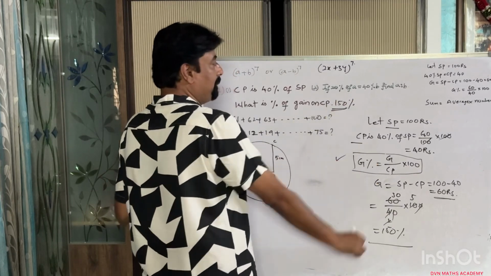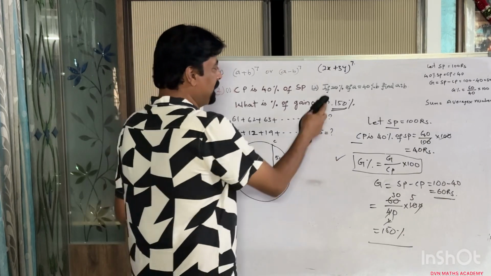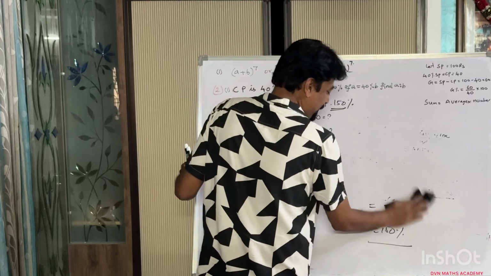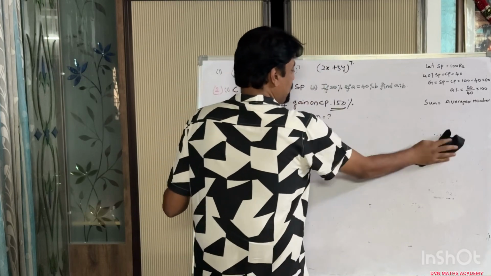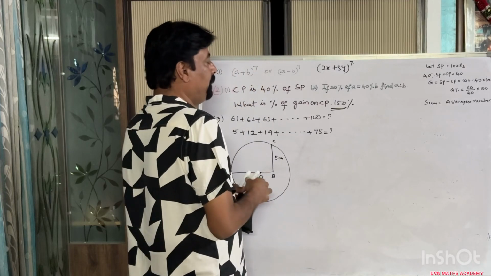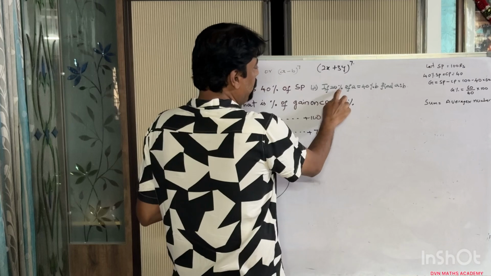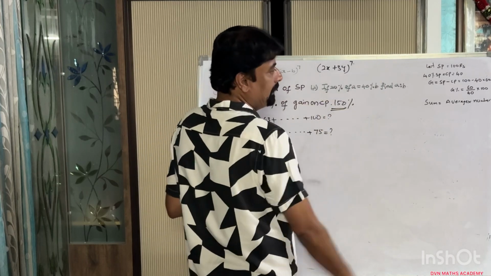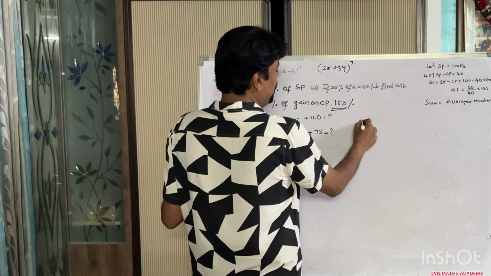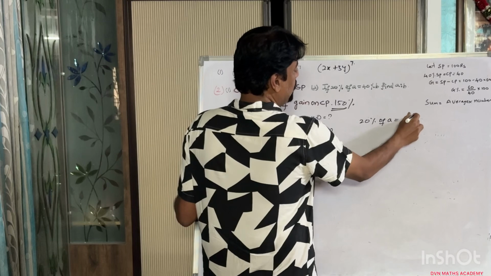Gain percentage is 150%. The next question: if you see this second question also, in the second question also, it is percentages only. Sometimes this type of questions is also given. So it is very interesting and it is very simple if you know the process. If 20% of A is equal to 40% of B, what is the ratio between A and B, he is asking. So here it is given that 20% of A is equal to 40% of B.